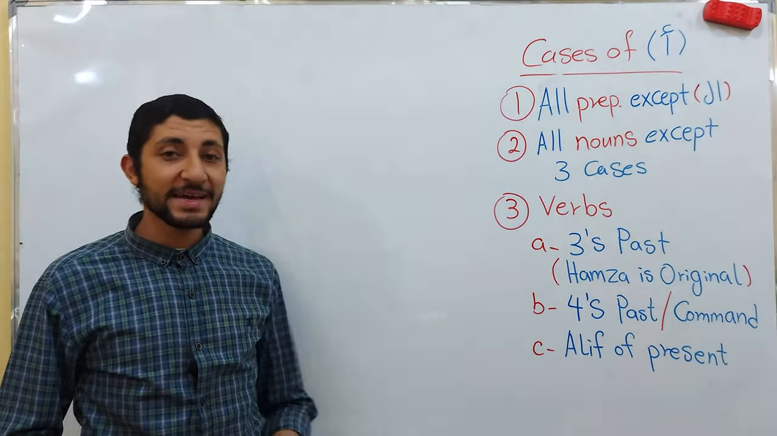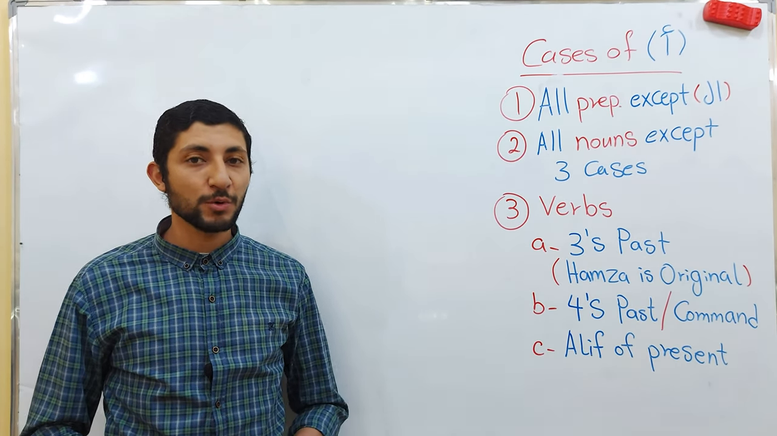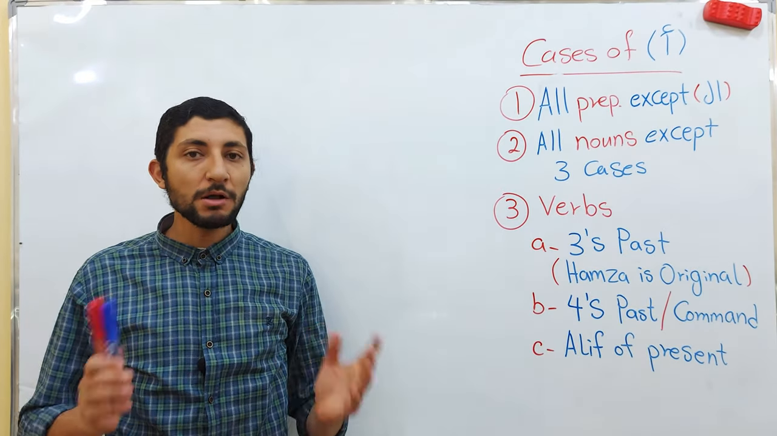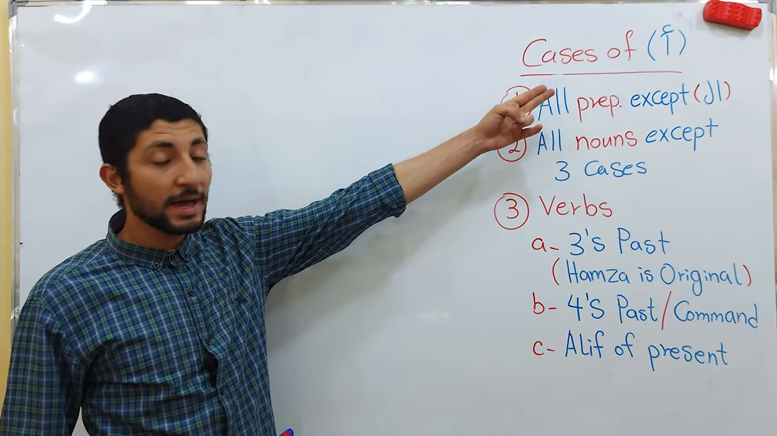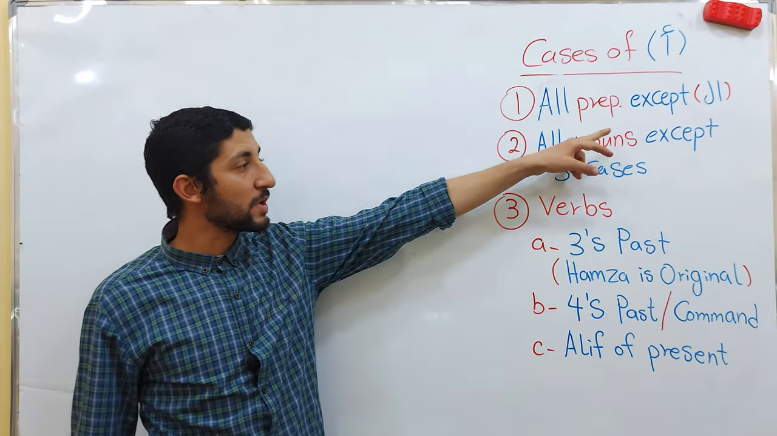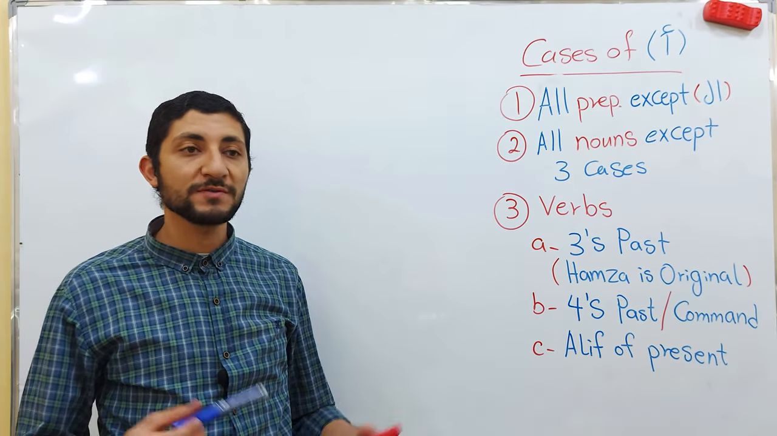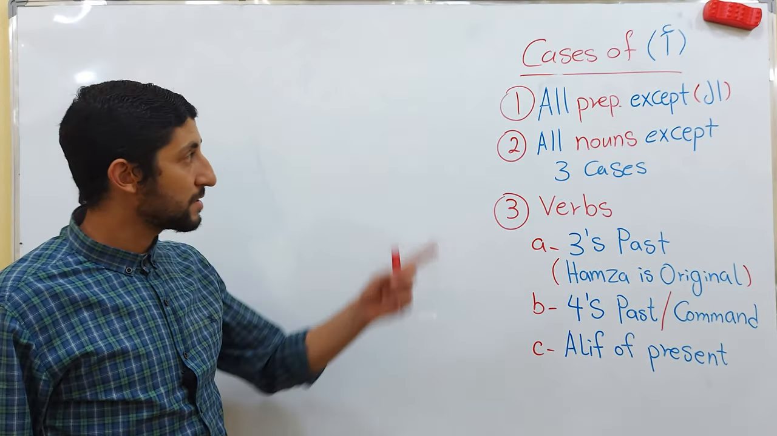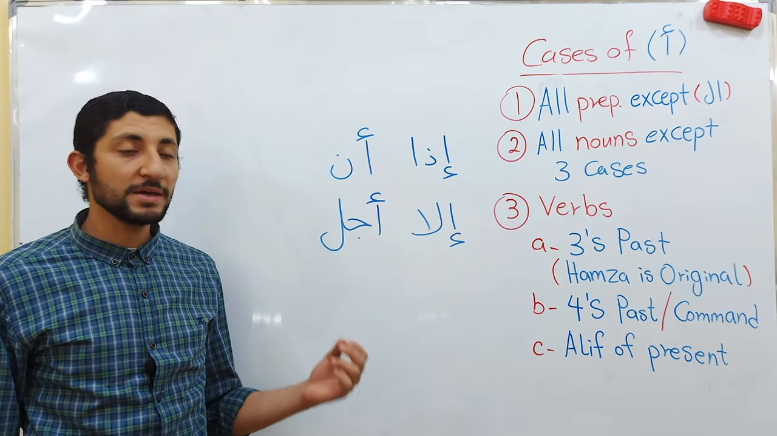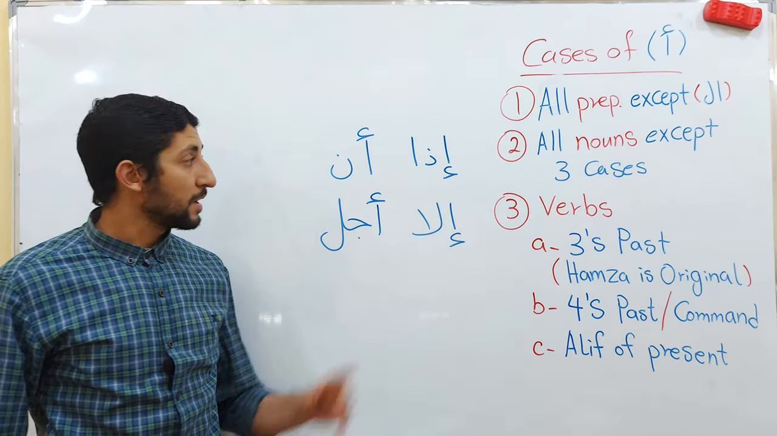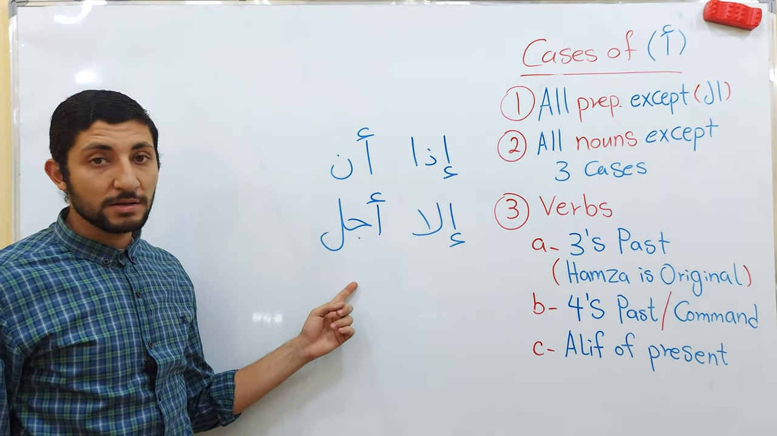Okay, these are the cases in which we will see ألف همزة قطع in the beginning of a word. First, in prepositions. All prepositions that begin with letter ألف will have همزة القطع, okay? Except for the one we saw in the other type, ال, the definite article. So let me give you some examples of prepositions that begin with همزة القطع: إذا, أن, إلا, and أجل, okay?